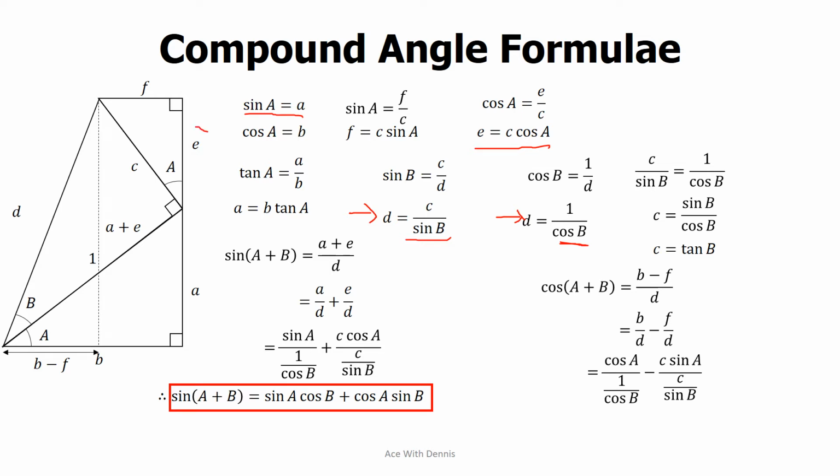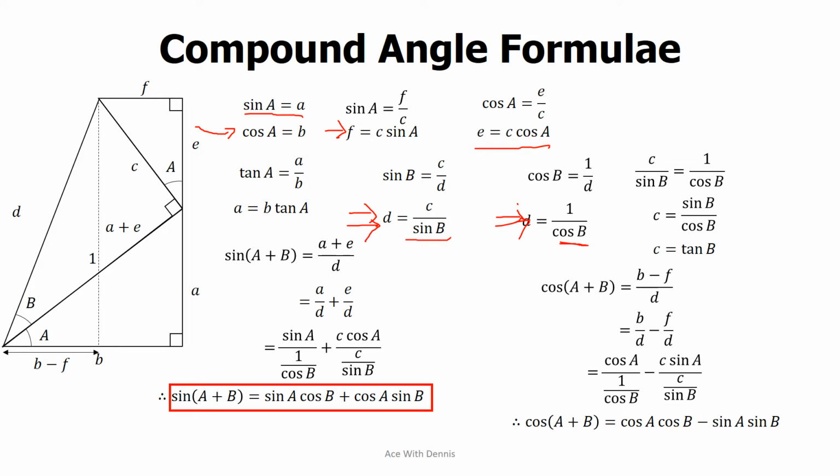this one, right? And F is C sine A. We take this formula, and then D, so we take this D, and another D will be taking this D. Then we can simplify this equation. It becomes cosine A plus B equals cosine A cosine B minus sine A sine B.